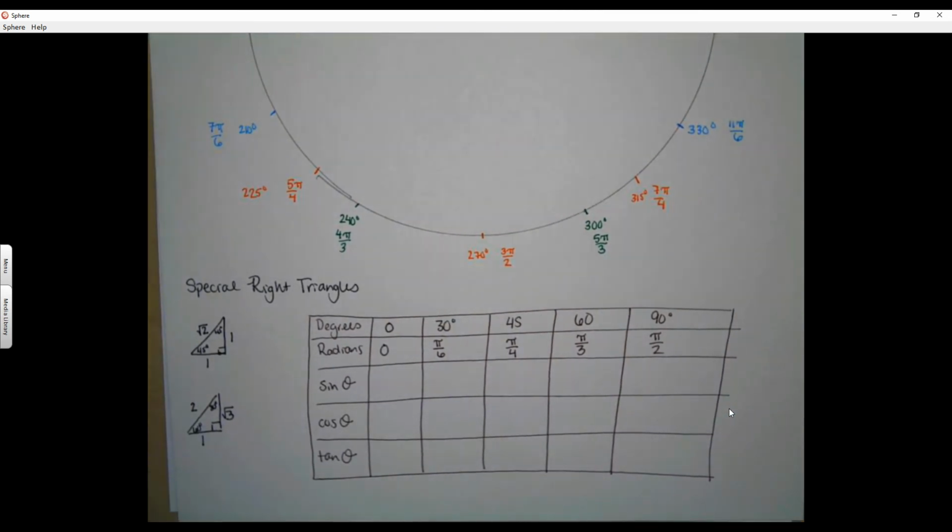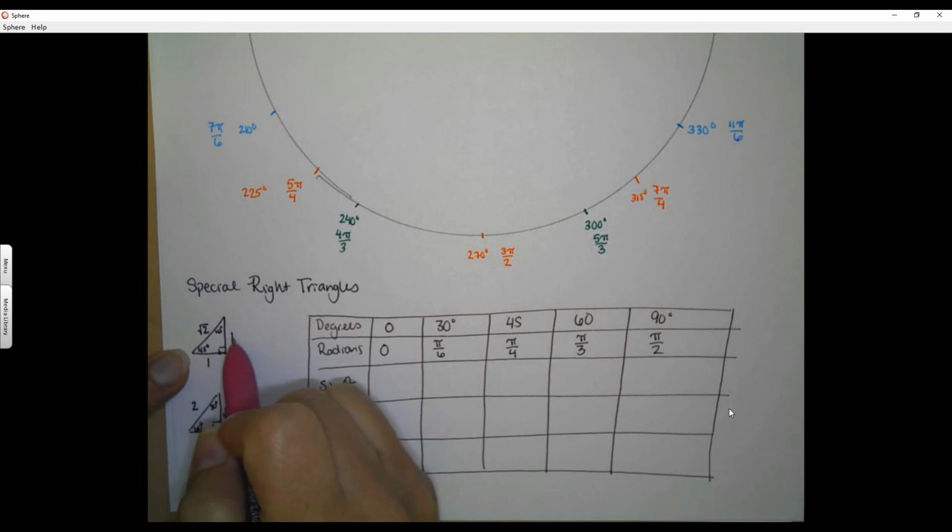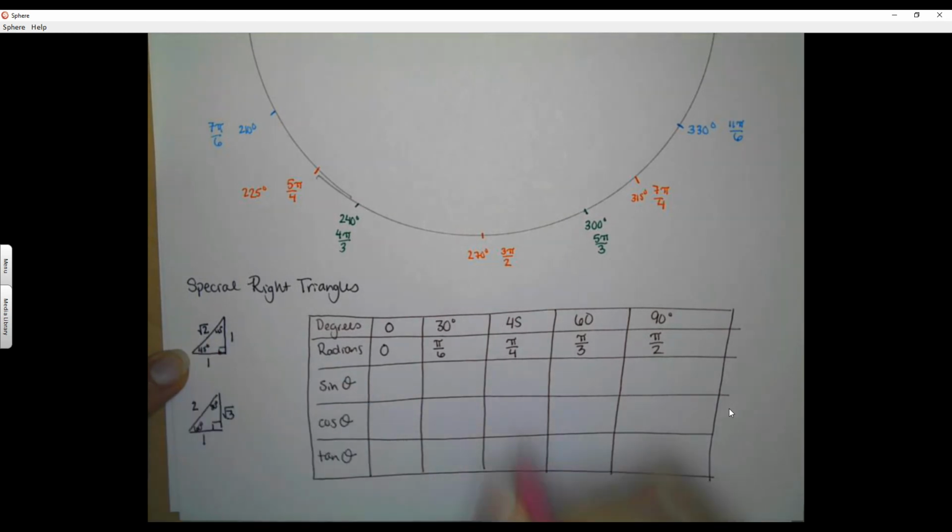All right. So let's start with the 45. Okay, so that's really using this triangle here. So I have a 45, 45, 90 triangle. And from this 45 degree angle, sine is opposite over hypotenuse. So my opposite side from this angle is 1 over my hypotenuse is square root 2.